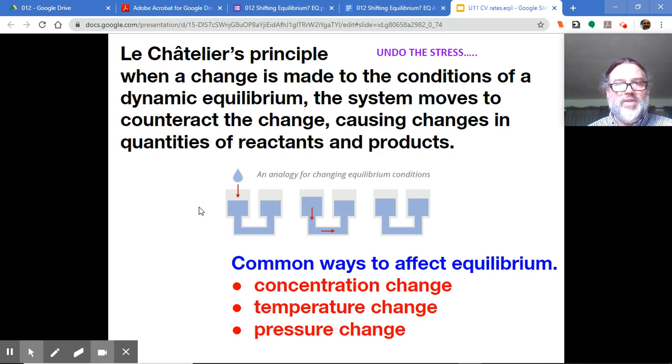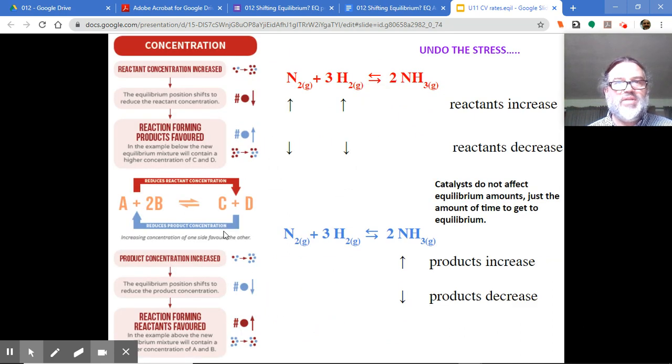And what we want to think about is this analogy, right? If I put a drop of water in here, that's a stress on this side. And so what happens? This water level will push this until I'm back to an equilibrium, right? Until I'm back to both levels. That's what equilibriums do. They always try to undo the stress. Most often we do it through concentration, temperature, and pressure changes. Let's start with talking about concentration. We're going to use this equilibrium the whole time.